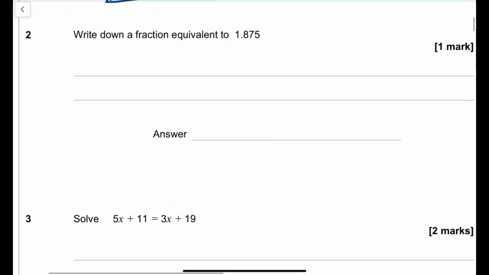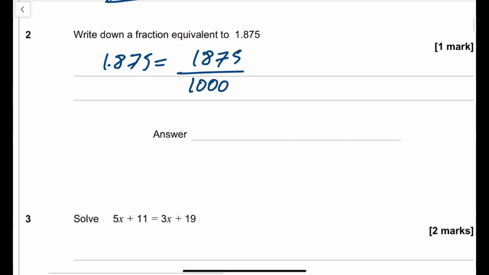Write down a fraction equivalent to 1.875. So just write 1.875 over 1,000, and then start cancelling down. So I don't think they would be happy with you leaving it as that. So if you just do that in your calculator, press equals, it gives you 15 over 8. And then if you convert that as well into a mixed number, it's 1 and 7 over 8.